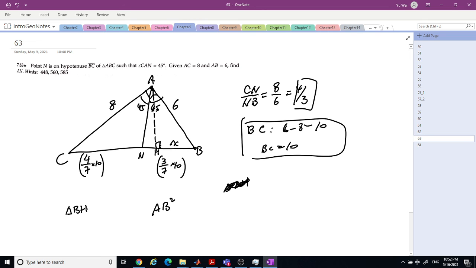Triangle BHA is similar to triangle BAC. Then we have AB square is equal to BH times BC. So that means BH is equal to 6 square over 10, which is equal to 18/5.